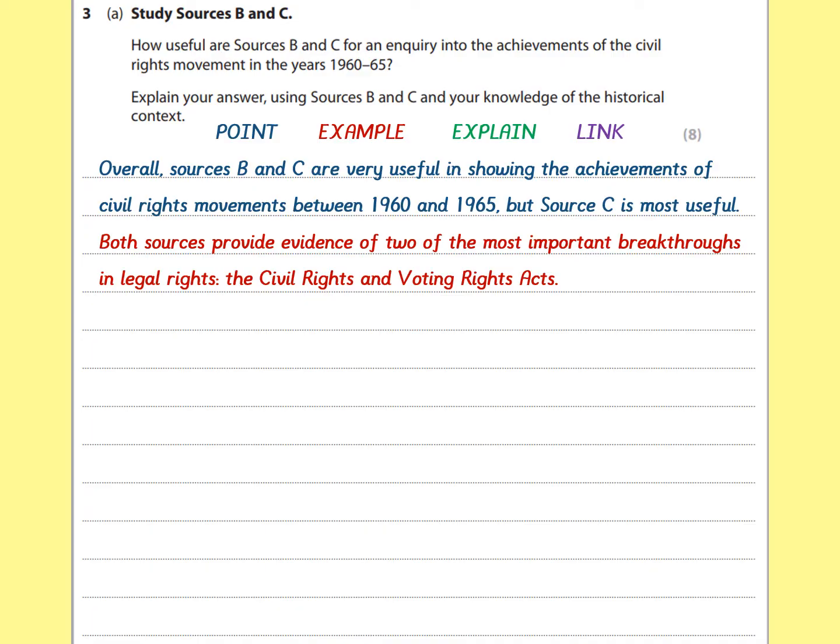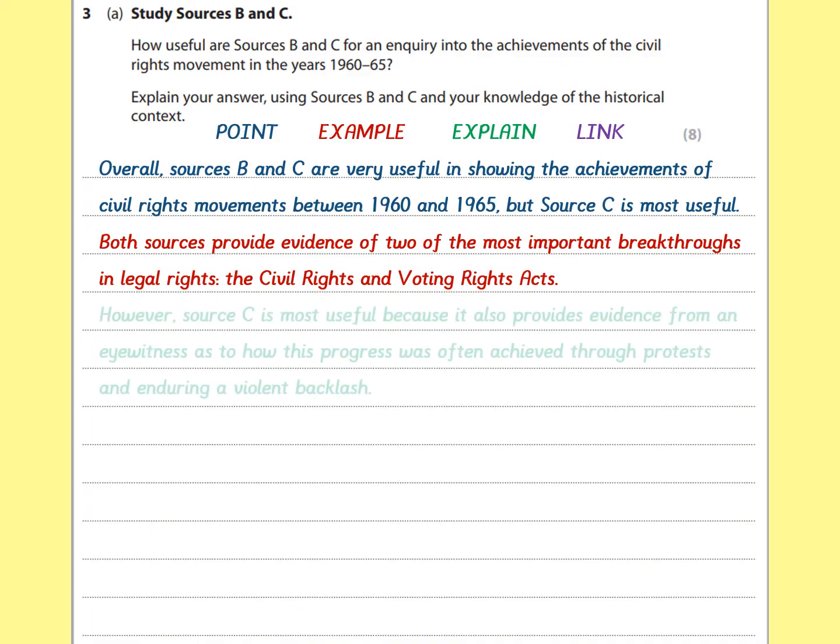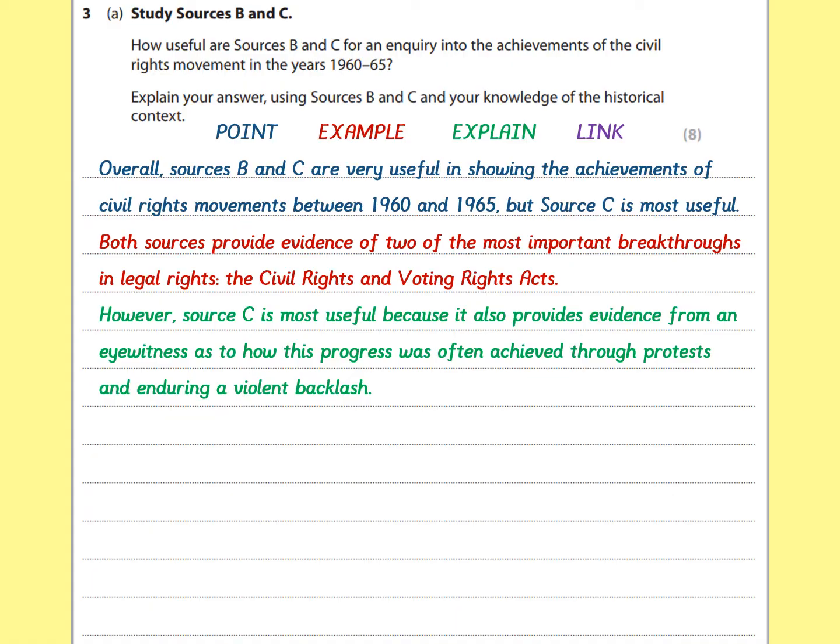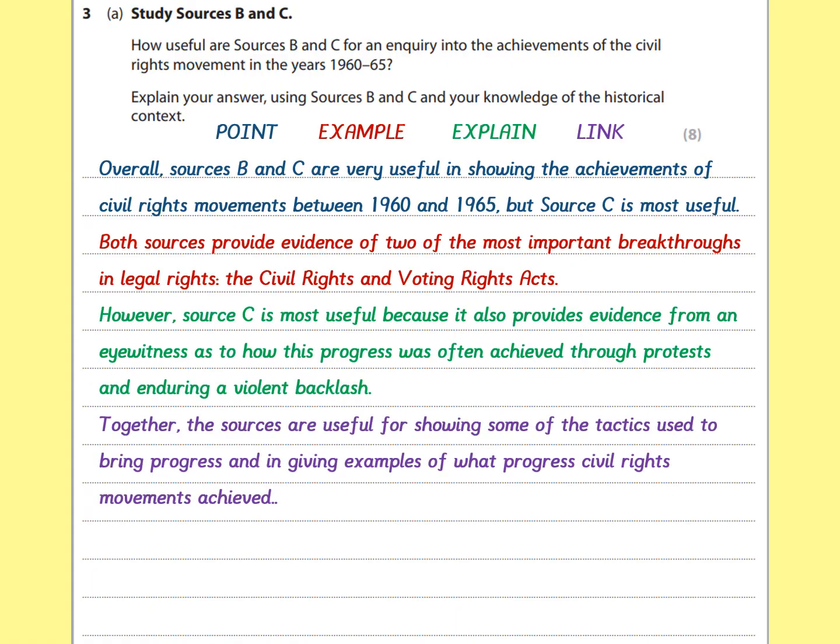Both sources provide evidence of two of the most important breakthroughs in legal rights, the Civil Rights and Voting Rights Acts. However, source C is most useful because it also provides evidence from an eyewitness as to how this progress was often achieved through protests and enduring a violent backlash. Together, the sources are useful for showing some of the tactics used to bring progress and in giving examples of what civil rights movements achieved.